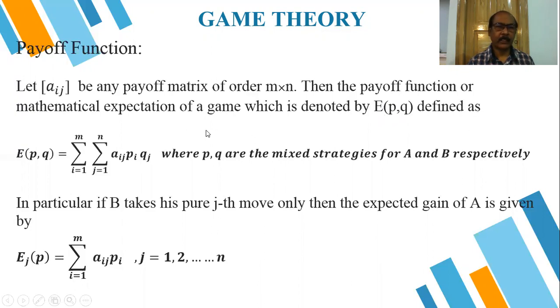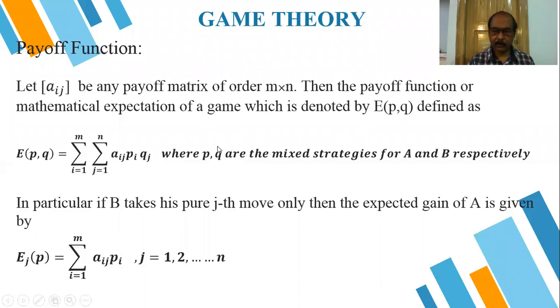Now the expectation function is defined as the expectation of PQ. That means there are two things at a time, that's why there is a double summation: one summation over one index and another summation over the other. We are taking the product of those.